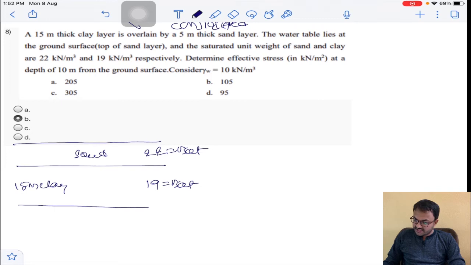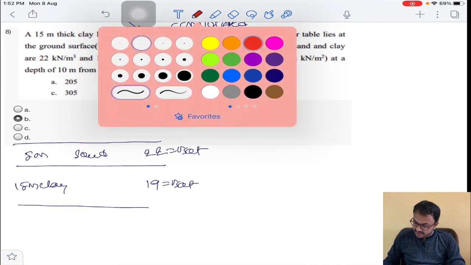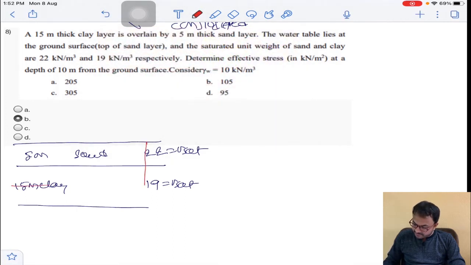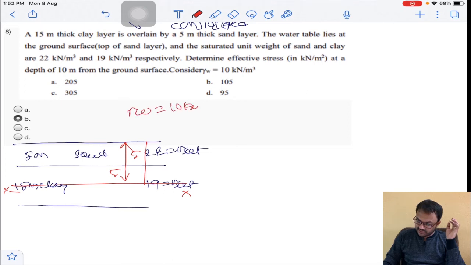Determine effective stress at a depth of 10 meters from the ground surface. So here it is 10 meters. Okay, this depth will be 5, this depth will be 5, total will become 10 meters. At this level, I need to calculate effective stress. Considering gamma W, he has given it is 10 kilonewton per meter cubed.